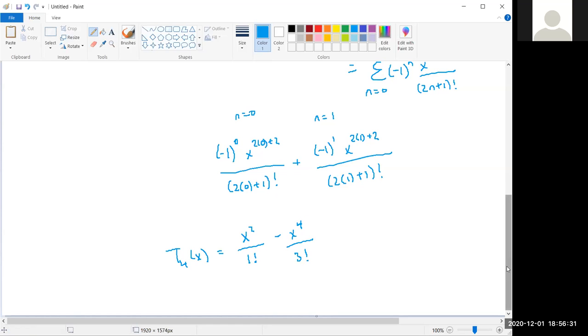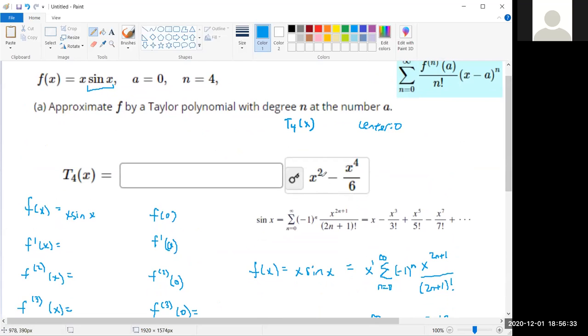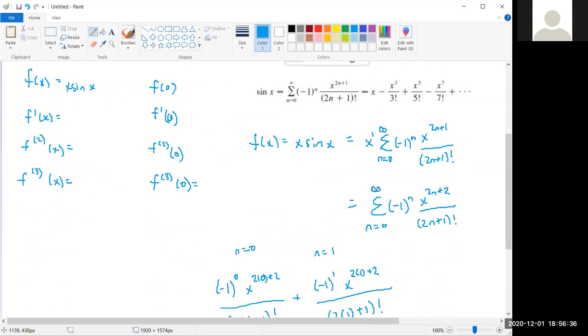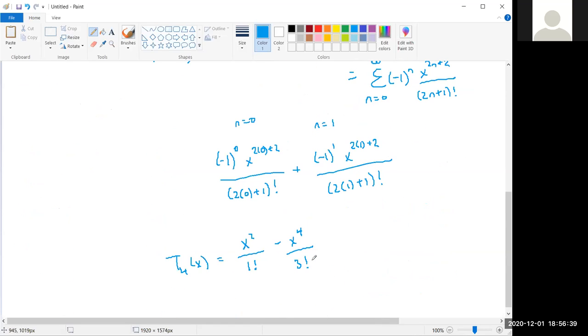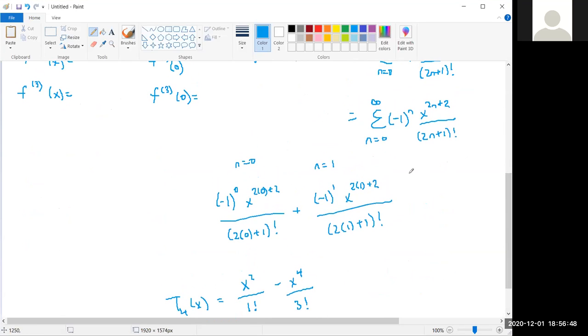All right, do we have the answer for this one? Yeah, so x squared minus x to the 4th over 6, is that right? Yeah, that's right. I thought we were supposed to plug in 4 to n. n is the index of the summation, so it always starts at 0 and then you go up 1 at a time. It just so happened that in this particular Taylor series, when n is equal to 0, that gives you the x squared term. And then when n is 1, that gives you the x to the 4th term.